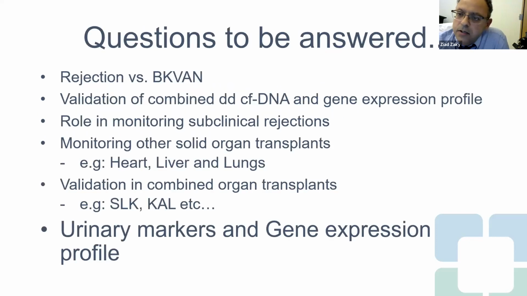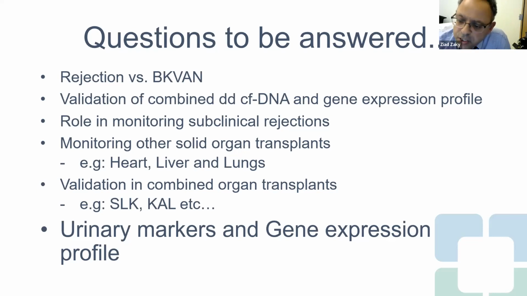Having said that, there are still questions to be answered. Can we detect BKVN or differentiate between rejection and BKVN? What if we have a combined cell-free DNA and gene expression profile? What will be the validation of these tests? What is defining more the role of monitoring in subclinical rejection? What about other solid organ transplants? So right now, there are other tests that can detect heart, liver, and lungs as well, but still in development.